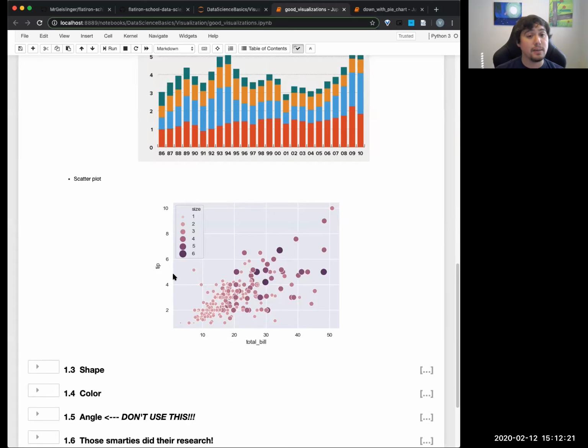This is probably how much tip they had. So in general, as you have a bigger bill, you tend to have a bigger tip, right? But you can see there's some fluctuation here.